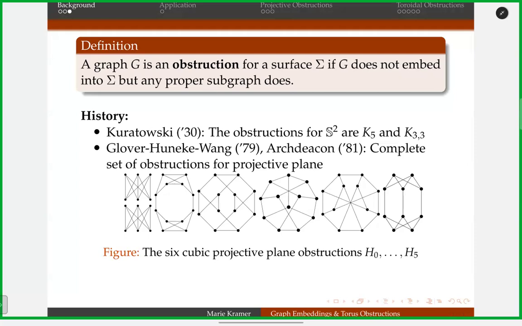Here I've listed the 6 cubic projective plane obstructions. By a cubic graph, we just mean a graph where all vertices have degree 3. And in particular, one of these obstructions is disconnected, which when I first started learning about all of this, I wasn't aware that we need to consider disconnected graphs, but once we start moving away from the plane, we do need to look at disconnected graphs.